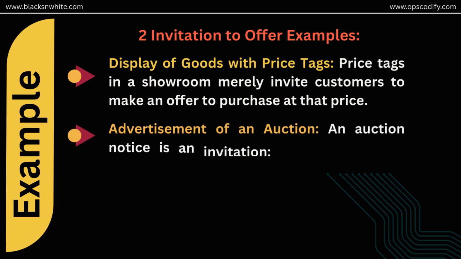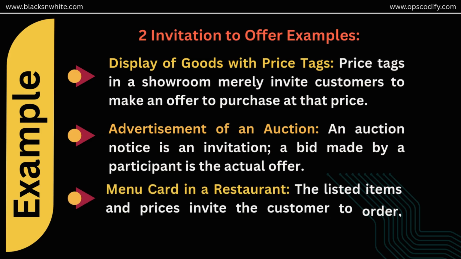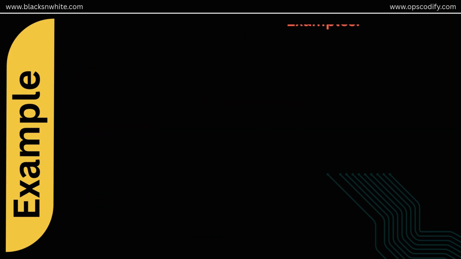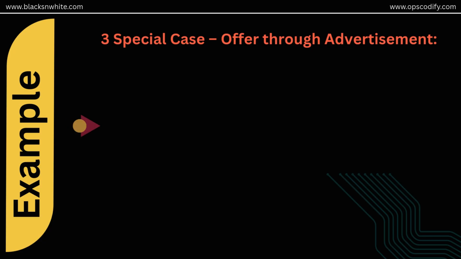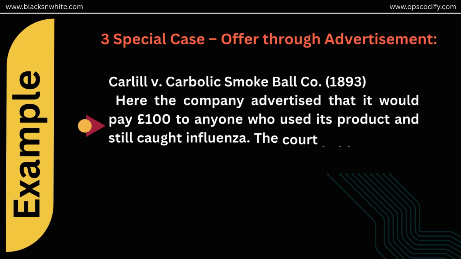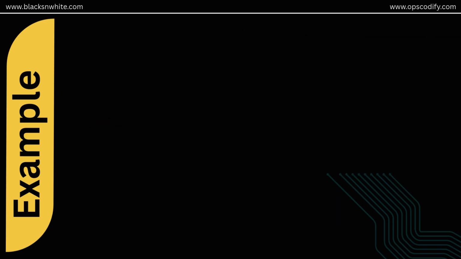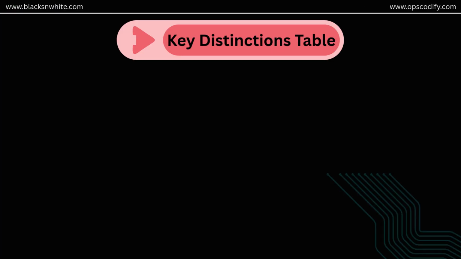Advertisement of an auction: an auction notice is an invitation. A bid made by a participant is the actual offer. Menu card in a restaurant: the listed items and prices invite the customer to order, which constitutes an offer. Special case: offer through advertisement. Carlill v. Carbolic Smoke Ball Co., 1893. Here the company advertised that it would pay £100 to anyone who used its product and still caught influenza. The court held this was a unilateral offer to the world, not merely an invitation, because there was a clear intention to be bound.